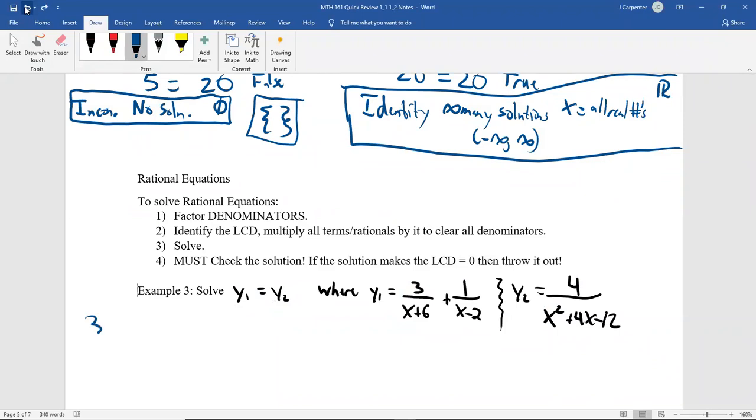So here's the y1, 3 over x plus 6 plus 1 over x minus 2, equals, and then here's the y2, 4 over x squared plus 4x minus 12.